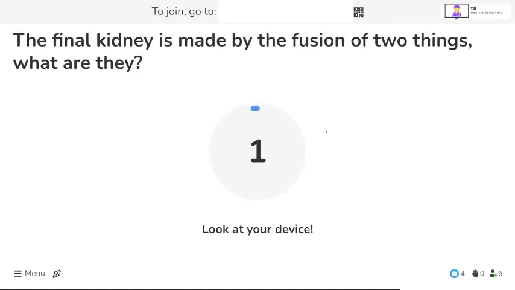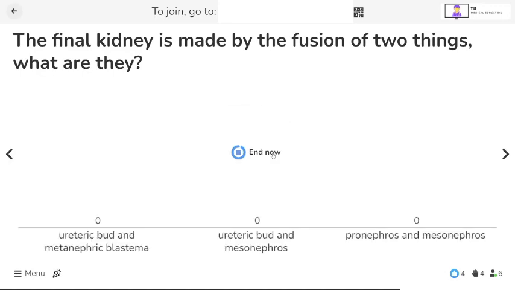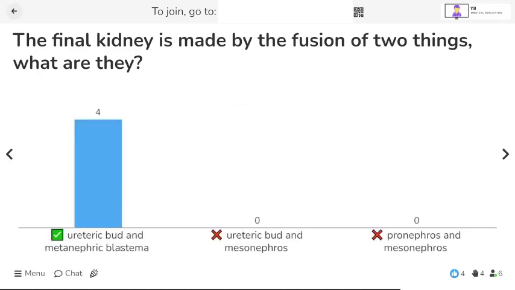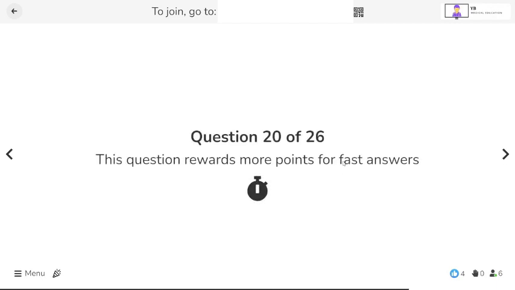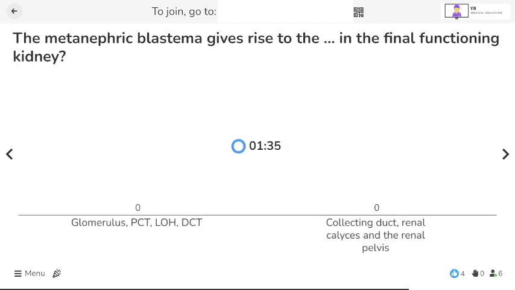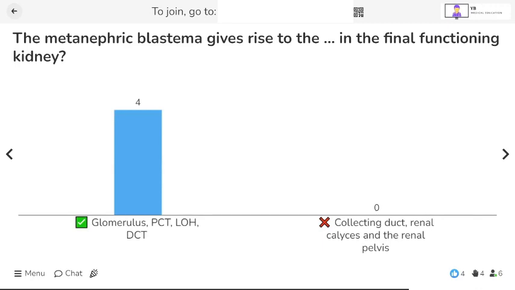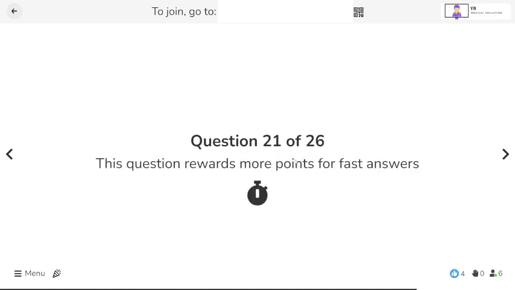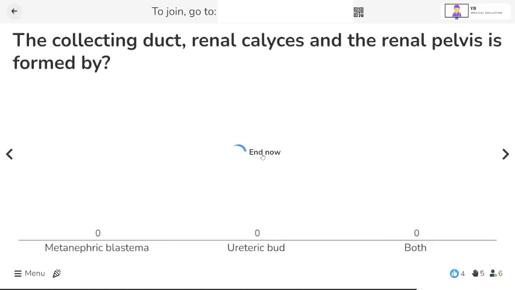Okay, question 19. Final kidney is made by the fusion of 2 things. What are they? Okay, let's see the answer. Good job. Ureteric bud and metanephric blastema. Excellent. Good job, guys. Okay, question 20. We have 6 questions left. Guys, these are UWorld questions, okay? This is so high yield. Okay, let's see what you guys have answered. All right. Excellent. Good job. Great job. Okay, question 21.